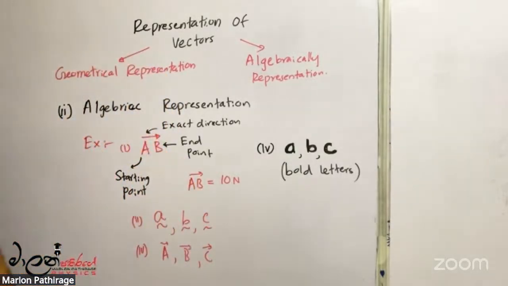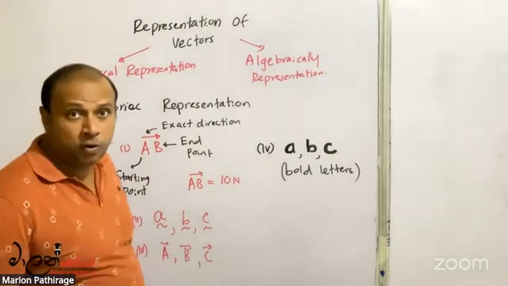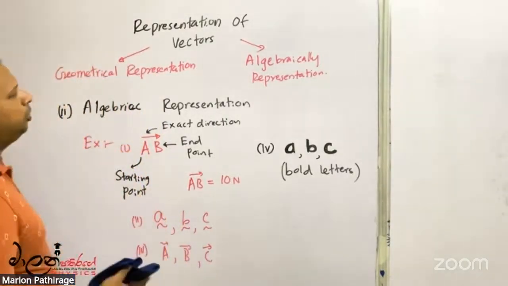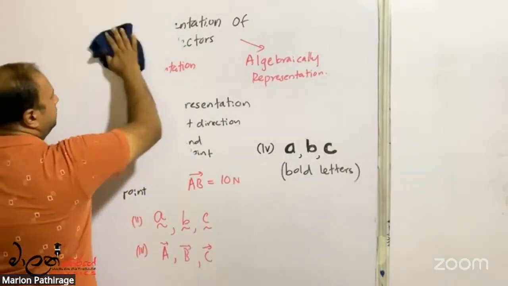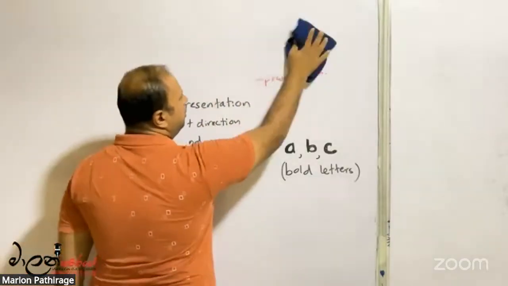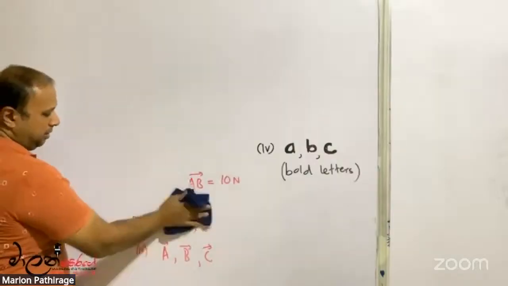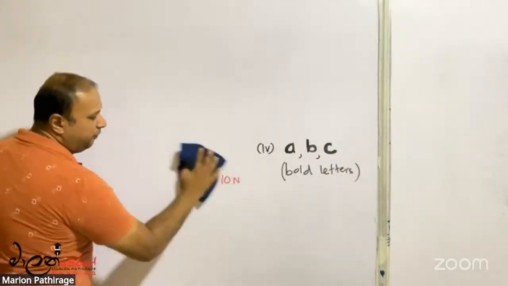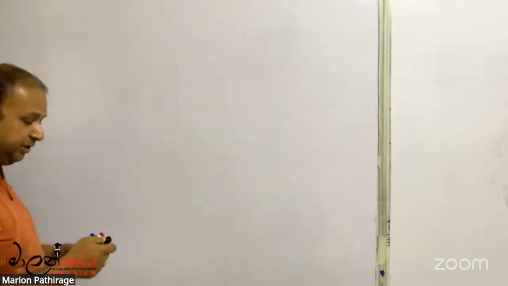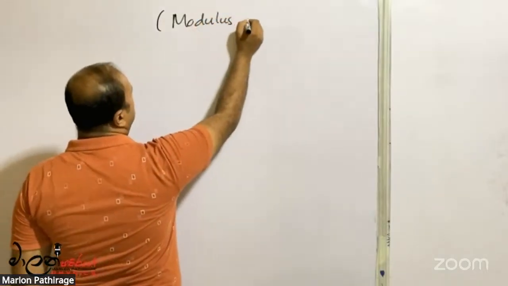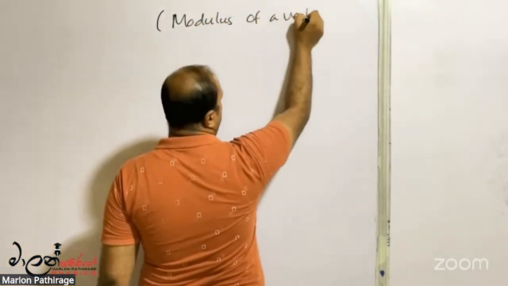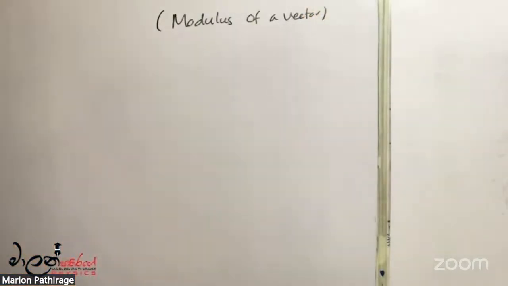Next topic is magnitude of a vector. Within brackets, we call magnitude the modulus. Magnitude of a vector, within brackets, write it as modulus of a vector.